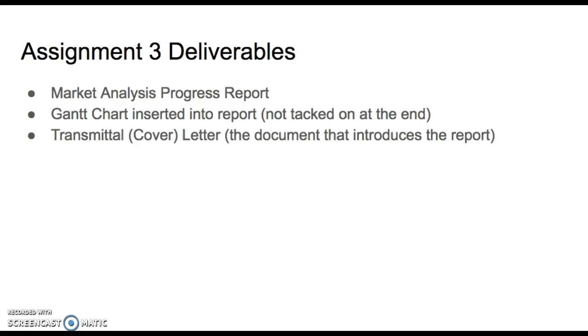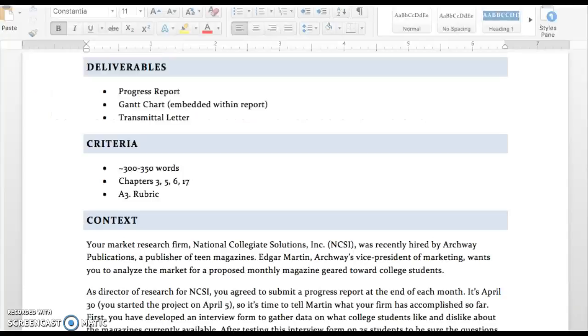Your Assignment 3 has 3 deliverables: your market analysis progress report, a Gantt chart, which is to be inserted into the report and not tacked on at the end, and then your transmittal or cover letter, which is the document that actually introduces the report and briefly summarizes it for the reader. A couple of other items I'll mention about this assignment.